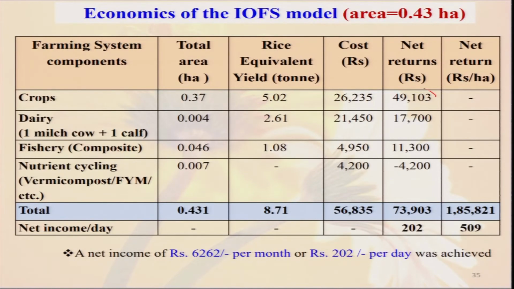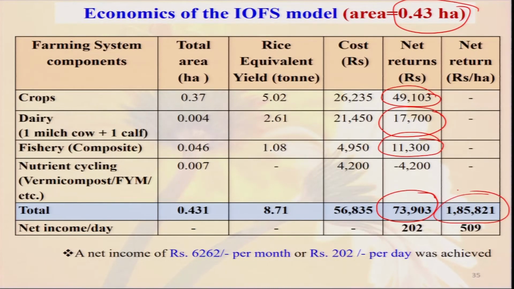We are getting 49,000 from the crop, 17,000 from the dairy, and 11,000 from the fishery, and if you see, our total income is 73,000. It is from a 0.4 hectare area. But if we calculate this farm on a 1 hectare basis, the income is 1,85,000.